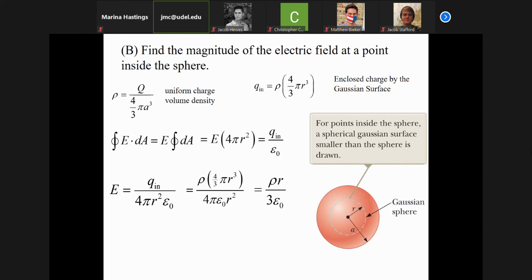And if we want to get this back in terms of charge, the total charge, that's what I'll do here. We write this in the following way. Rho is substituted back in. And now we have this relationship.